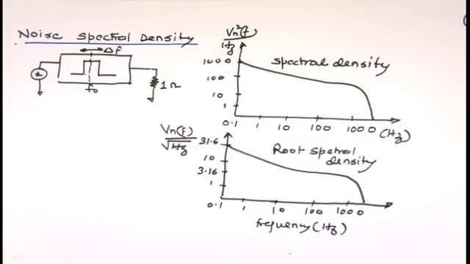Level translator is just a common drain buffer. If you require a different level than the output, or in case you need to buffer the signal, you need to use the common drain, which can either shift the signal up or down, depending on whether you use a PMOS device or an NMOS device. Okay, thank you.